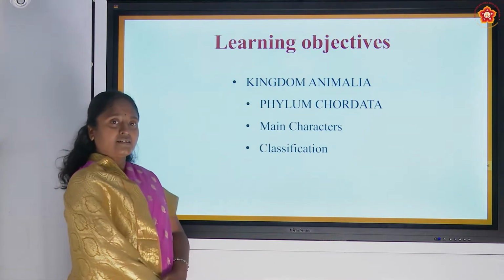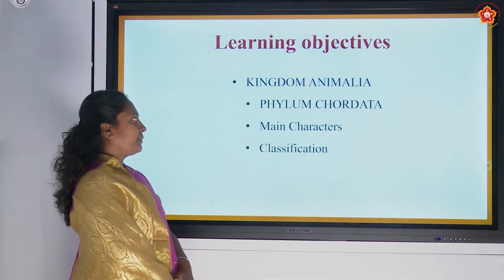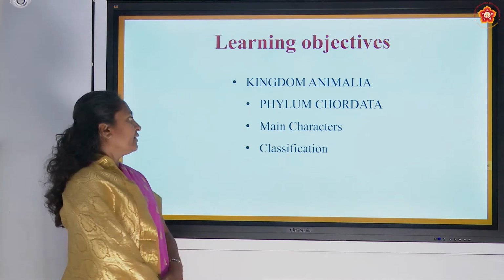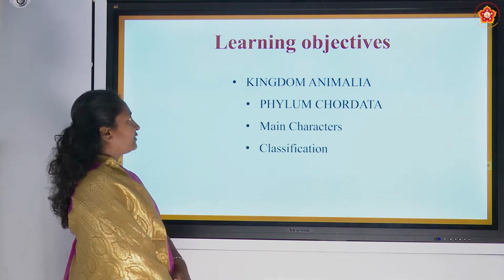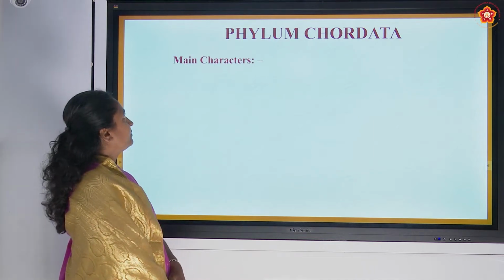Now we will see the learning objective of today's class. We are going to study Kingdom Animalia. In that we will see about the chordates. The main characteristic features and classification are what we are going to see in this chapter.